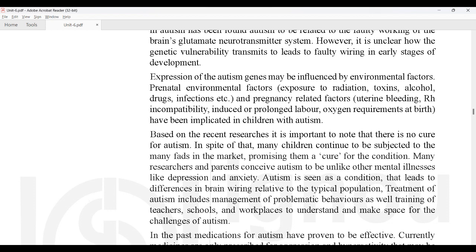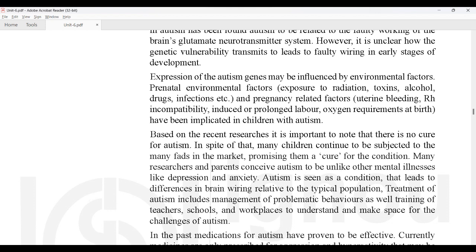Many researchers and parents conceive autism to be unlike other mental illnesses like depression and anxiety. Autism is seen as a condition that leads to differences in brain wiring relative to the typical population. Treatment of autism includes management of problematic behaviors as well as training of teachers, schools, and workplaces to understand and make space for the challenges of autism.